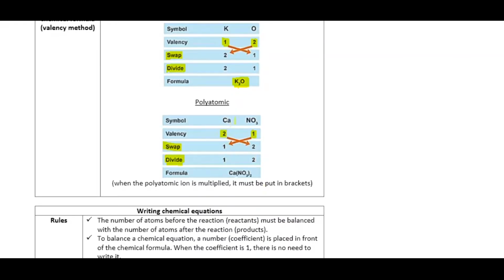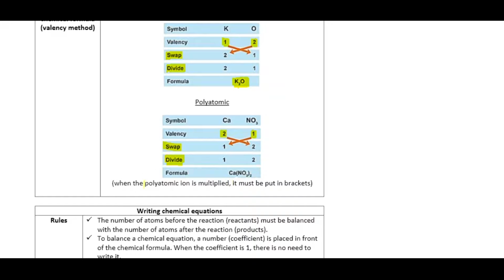So there will be 1 calcium atom and 2 nitrate ions present within the compound calcium nitrate, right? So it's Ca(NO3)2.